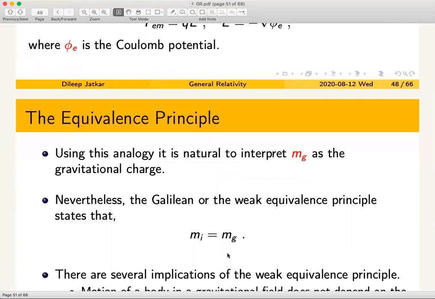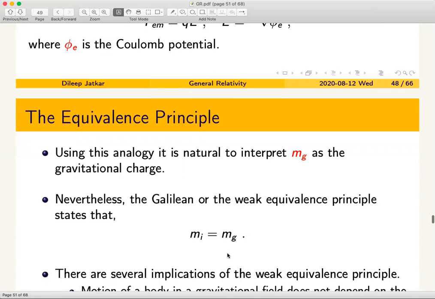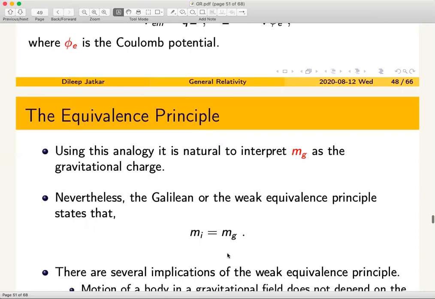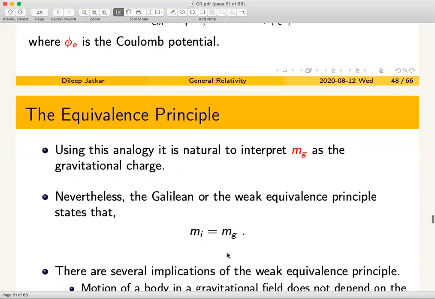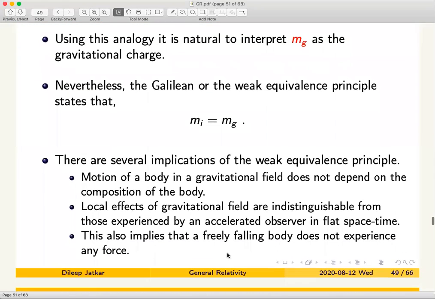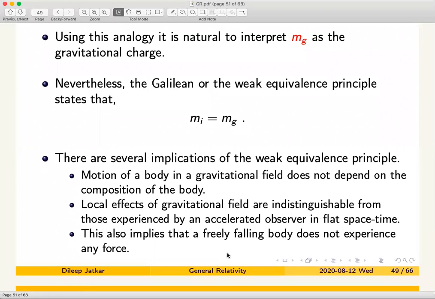That is that famous experiment by Galileo, which he probably never did, in fact. But nevertheless, that experiment says that all bodies, irrespective of their composition, would fall at the same rate. So there are several implications of the weak equivalence principle, and we'll just look at them right now.